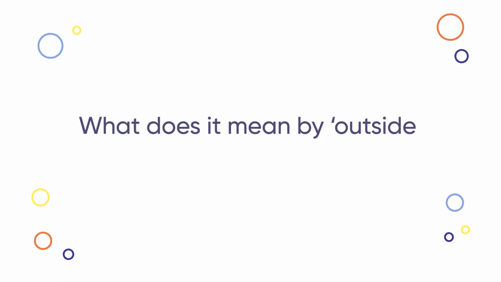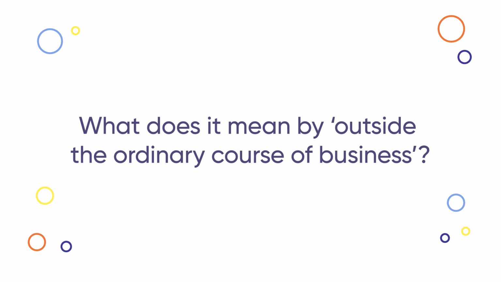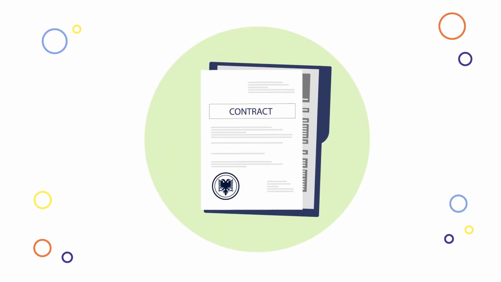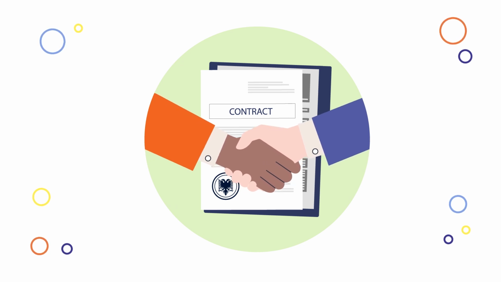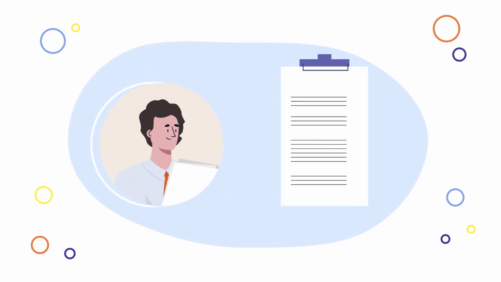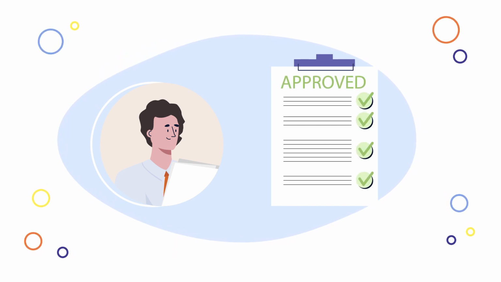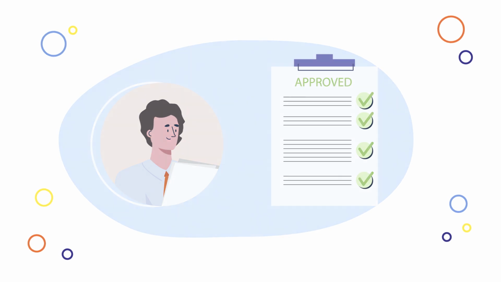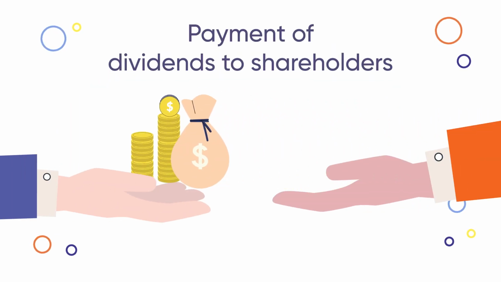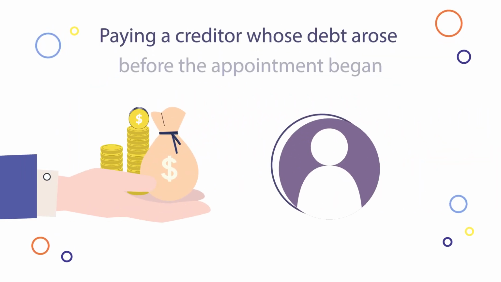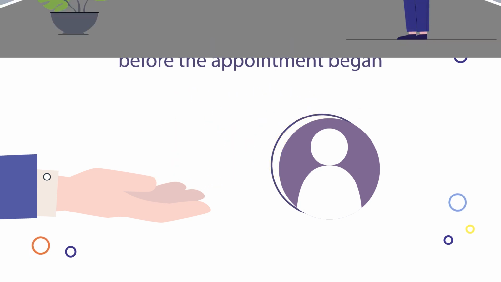What does it mean by outside the ordinary course of business? If a transaction is outside the ordinary course of business, it may still be completed. However, the restructuring practitioner must approve the transaction. Some examples that may be regarded as outside the ordinary course of business can include payment of dividends to shareholders and paying a creditor whose debt arose before the appointment began.